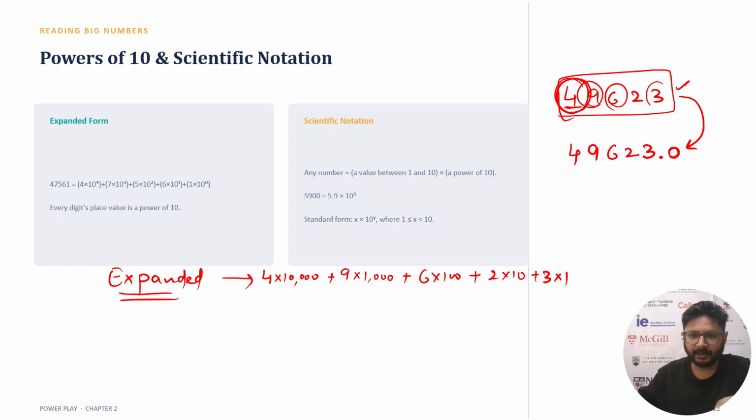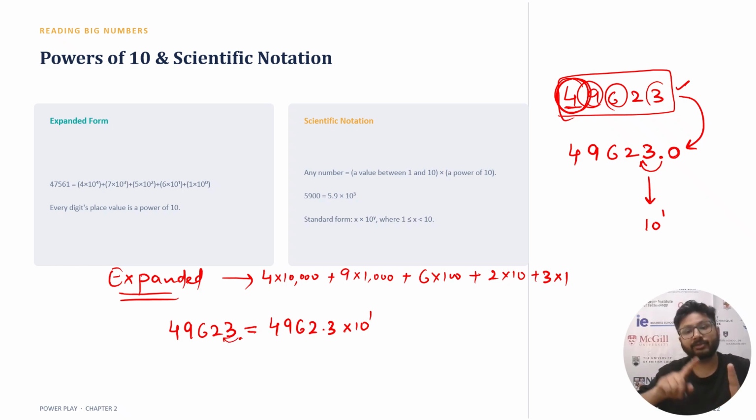Always remember, whenever you move the decimal one place to the left, it will generate 1 power of 10. So just to give you an example, 49623, the decimal is at this place. This can be written as 4962.3 into 10 to the power 1. Since you have moved the decimal to the left-hand side by one place, there is a multiplication of 10 to the power 1.